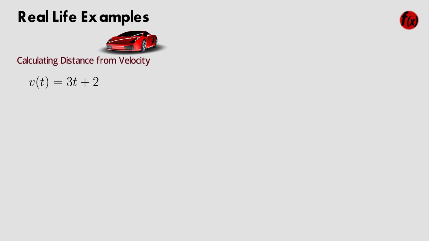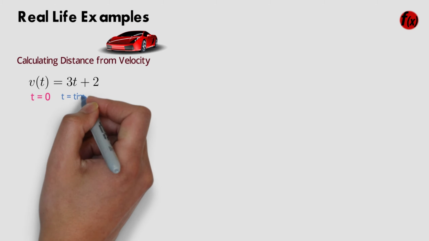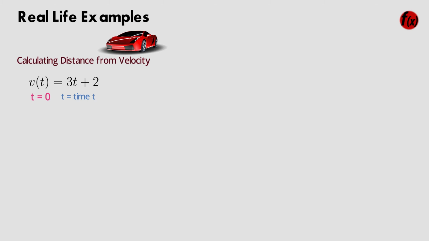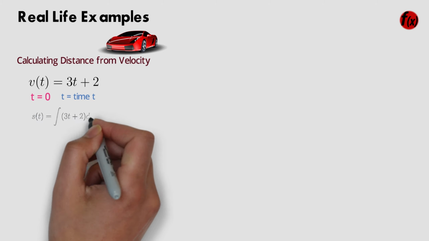Imagine you're driving a car, and you have a velocity function v(t) that describes how your speed changes over time. The velocity function might look something like v(t) equals 3t plus 2, where t is time in seconds and v(t) is velocity in meters per second. To find the distance traveled over a certain time interval, you need to integrate the velocity function. The distance s(t), traveled from time t equals 0 to time t, is given by the indefinite integral of the velocity function. s(t) is equal to the integral of 3t plus 2 dt.